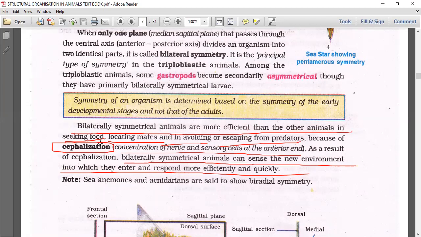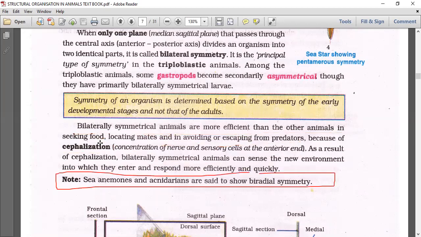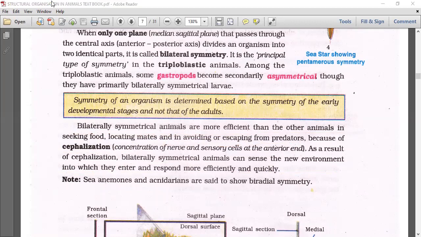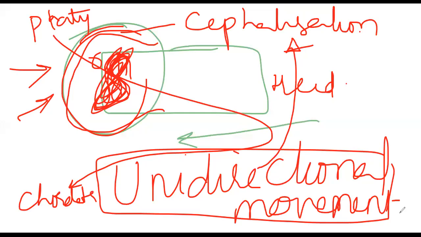In the form of a note, it is given that some cnidarians, like sea anemones and Anthozoans, have some biradial symmetry, exception-wise. Then, before we conclude, let us see all the exceptions related to symmetry. After that, we'll give the conclusion for symmetry.